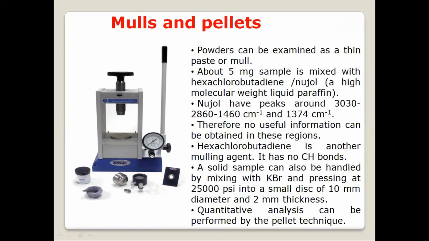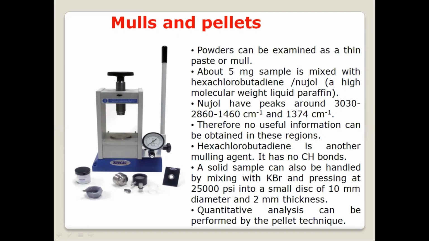Powders can be examined as a thin paste or mull. About 5 mg of sample is mixed with hexachlorobutadiene or Nujol, which is a high molecular weight liquid paraffin. Nujol has peaks around 3030 to 2860, at 1460, and at 1374 per centimeter. Therefore no useful information can be obtained in these regions, but if you cancel these peaks, you can get the sample IR spectrum. Hexachlorobutadiene is another mulling agent. It has no CH bonds.